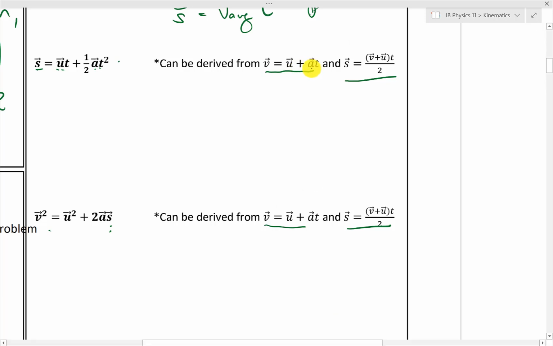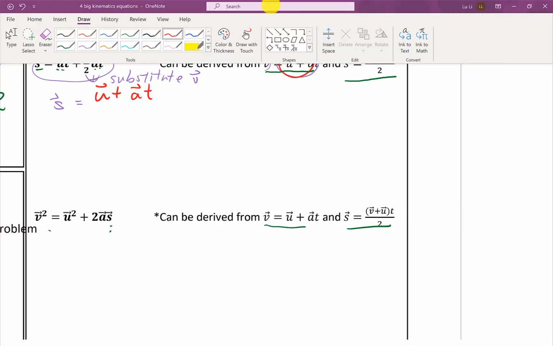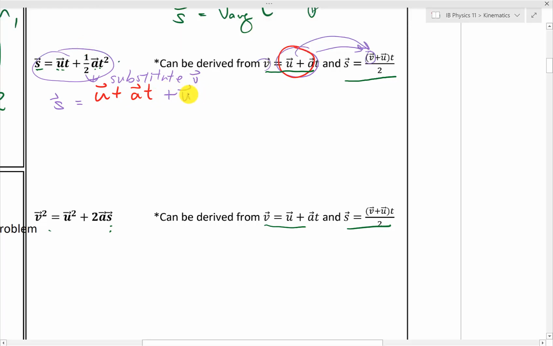So how do I put these two together? Notice one thing in this equation is that it does not have final velocity, okay? And so what I want to do is substitute the equation with final velocity into the other one. And then we will have to rearrange it to get our final answer here. So I have s, okay? And then my final velocity is substituted with this guy over here. So I'm going to put that in red. u plus at, plus u again. And all of these are in brackets, times the time, divided by 2.